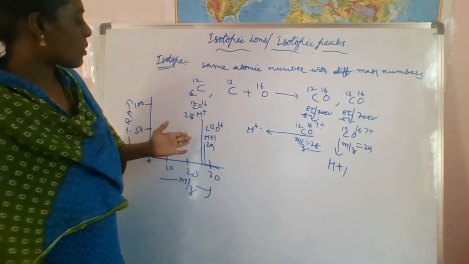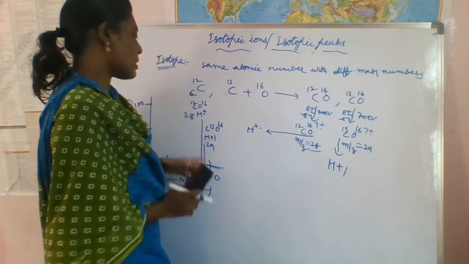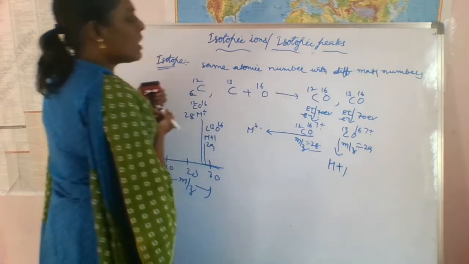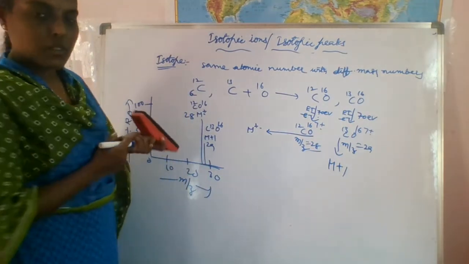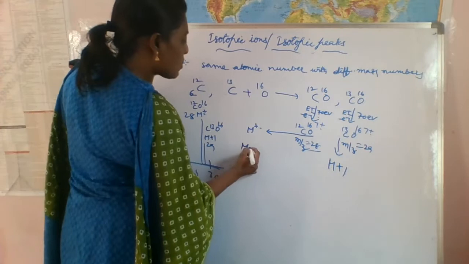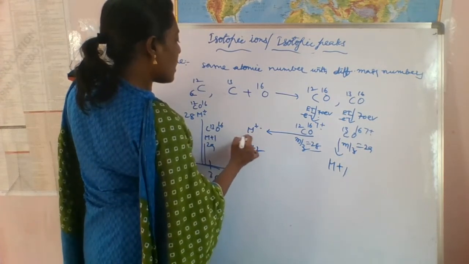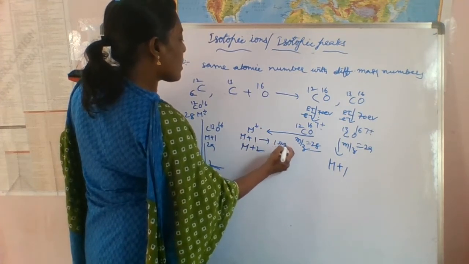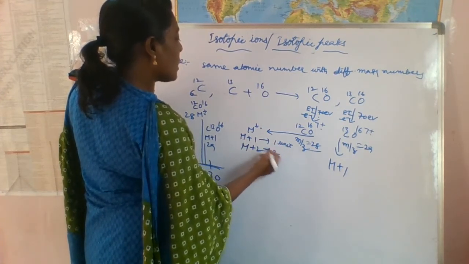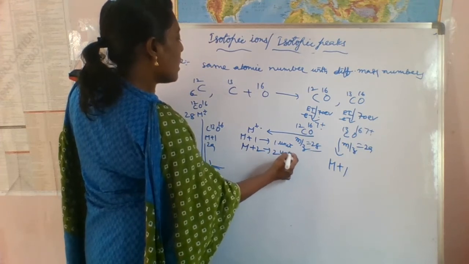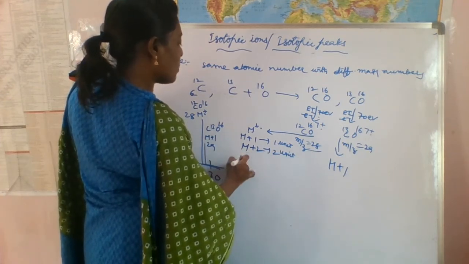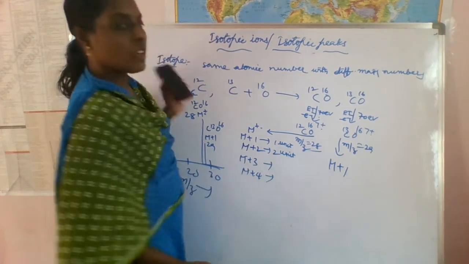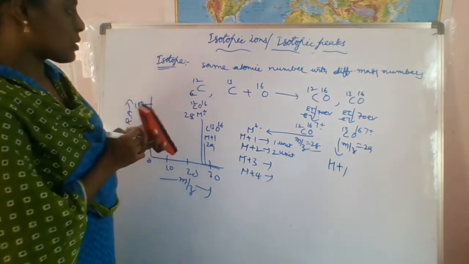What is the position of the molecular ion peak? The M+1 ion appears because only 1 unit of mass is different. If 2 units of mass are different, then we call it M plus 2. The M molecular ion, then M plus 1 because it has 1 unit extra. If it contains 2 units of mass higher than the molecular ion, we call it M plus 2, and like this M plus 3, M plus 4.